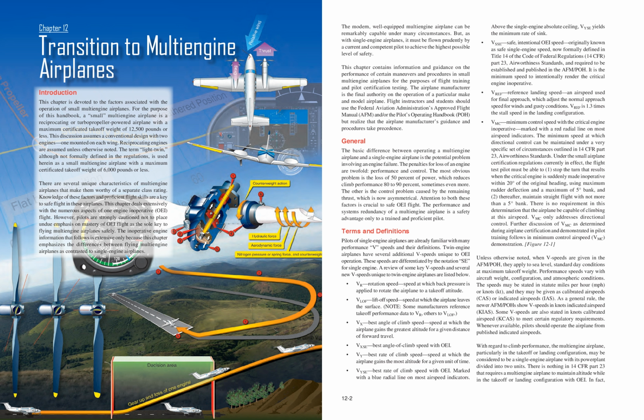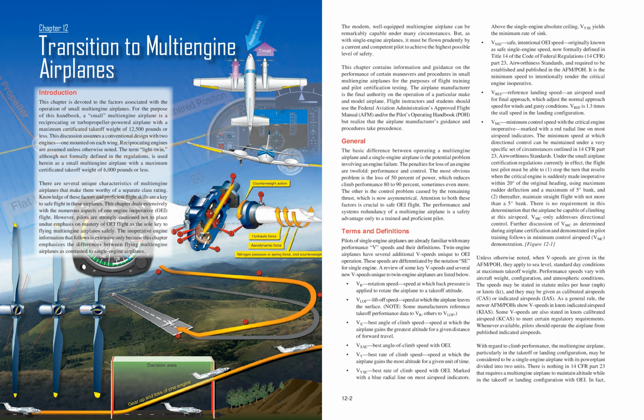Stop the turn that results when the critical engine is suddenly made inoperative within 20 degrees of the original heading, using maximum rudder deflection and a maximum of 5 degrees bank, and 2. Thereafter, maintain straight flight with not more than a 5 degrees bank. There is no requirement in this determination that the airplane be capable of climbing at this airspeed. VMC only addresses directional control.